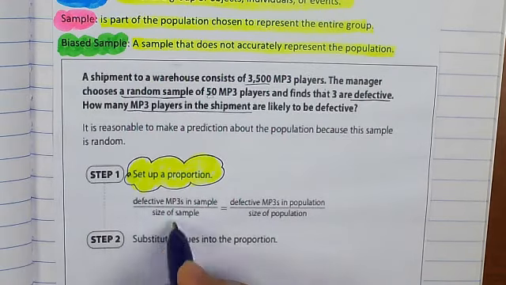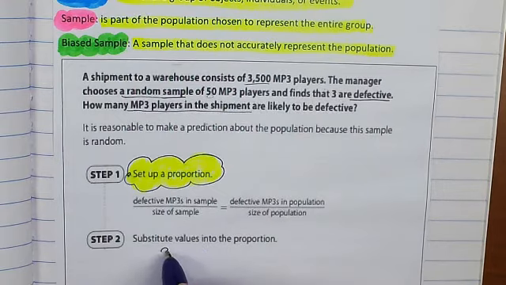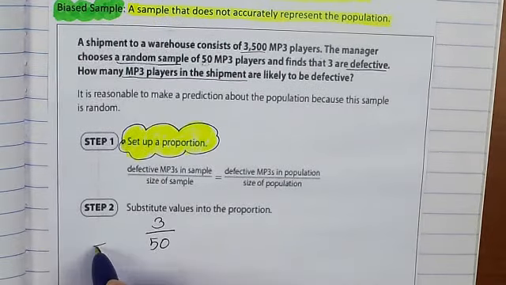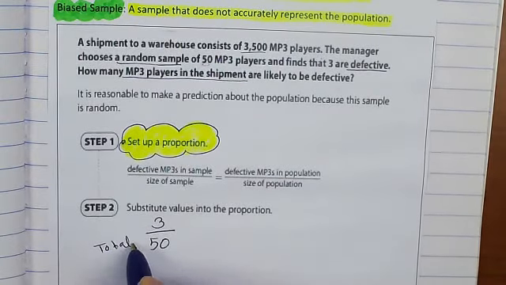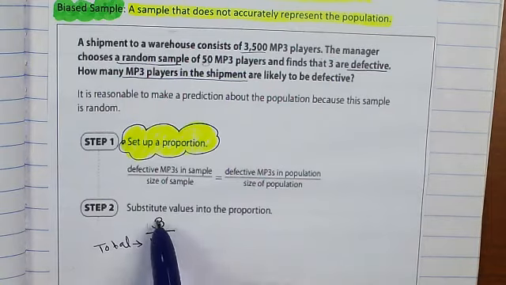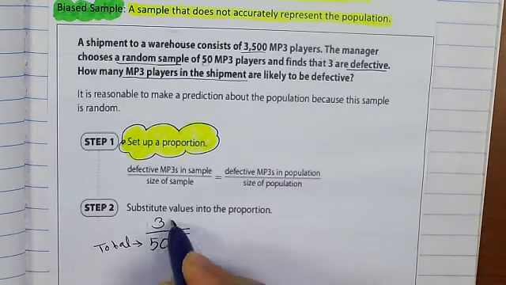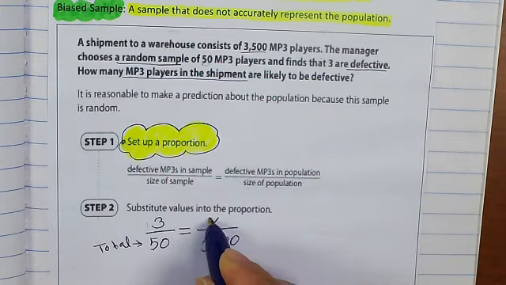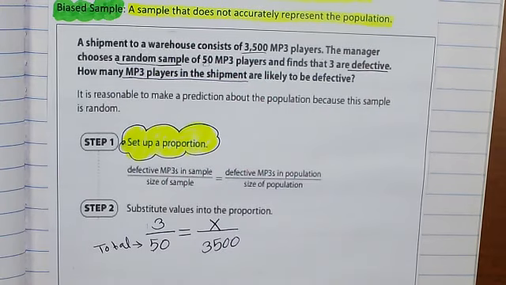When we put it in numbers, you will probably see it easier. In the sample, we have 3 defective in a total of 50. Always, the total has to be in the denominator. So this is the sample: 3 out of 50 will be not working, defective. Now I will measure based on this. If I have a total of 3,500, how many will be defective? And we're going to figure this out.